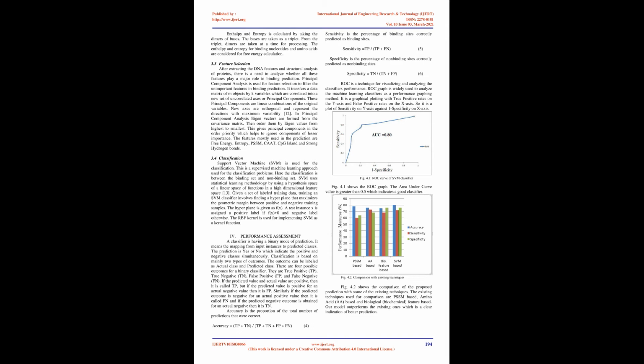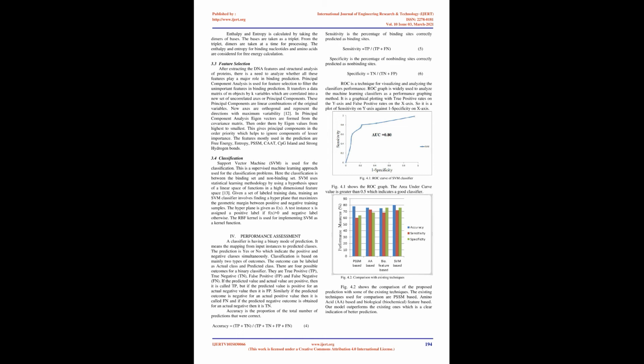The free energy for the protein-DNA interaction complex is obtained by taking the individual elements, transcription factor and DNA segment. Protein-DNA equals protein plus gDNA (3). Enthalpy and entropy are calculated by taking the dimers of bases. The bases are taken as a triplet. From the triplet, dimers are taken at a time for processing. The enthalpy and entropy for binding nucleotides and amino acids are considered for free energy calculation.